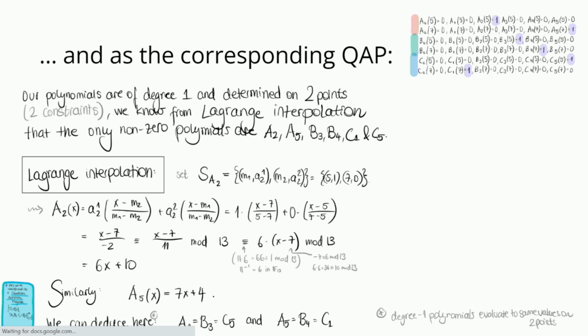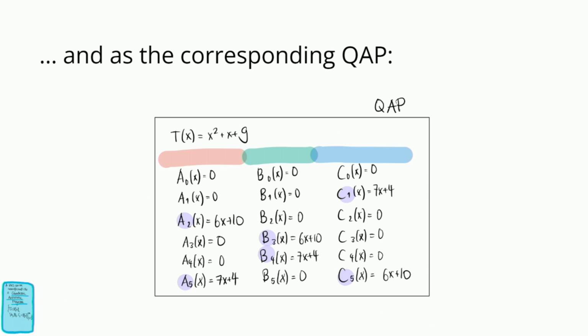Okay, and then we can similarly do that for A5, and we can deduce, because we are evaluating them on the same values on 2 points, that A2 equals B3 and C5, and A5 equals B4 and C1. So the corresponding QAP would look like that. If that's a little fast, sorry for that, please ask, or have a look at the manual again, and we can describe that in a second.